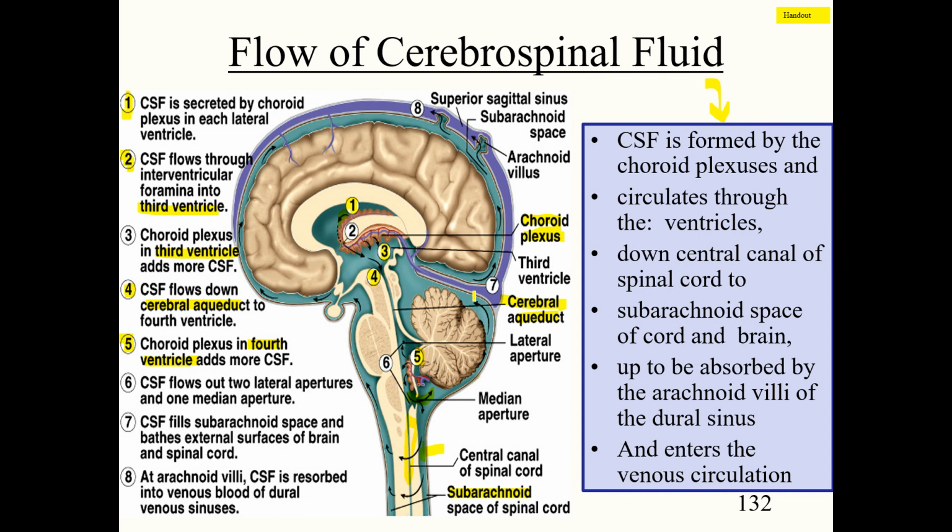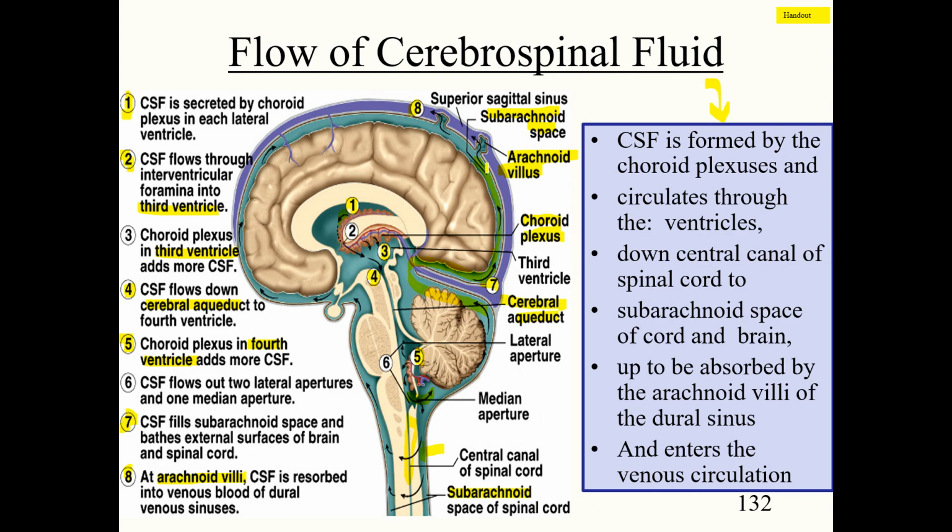We're actually going to go up here to number 7, and we're going to follow that cerebral spinal fluid up and around, and it's going to go into that subarachnoid space. So you can see that this right here, this blue area, is representing the subarachnoid space. Now, within the subarachnoid space, you have these arachnoid villi. So right here, number 8 is the arachnoid villi.